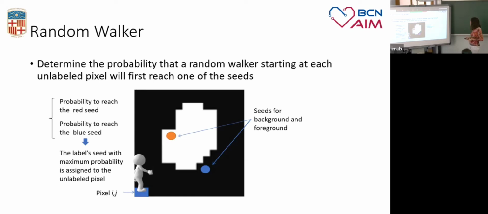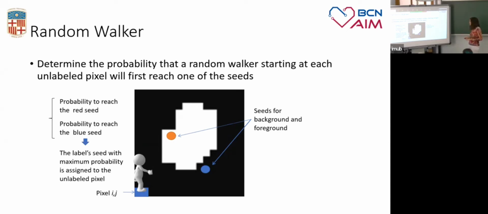So what we do is calculate the probability that this little man goes first to the blue one, then to the red one. So we calculate the probability to reach the red one and the probability to reach the blue one, and then we take the maximum. The maximum probability is assigned to the unlabeled pixel. So if we have more probability to reach the blue one first, we assign the blue label. If we have more probability to reach the red one first, we assign the red label, right? Understand? So we calculate the probability from one seed to another, and we get the probability to reach one first or not.